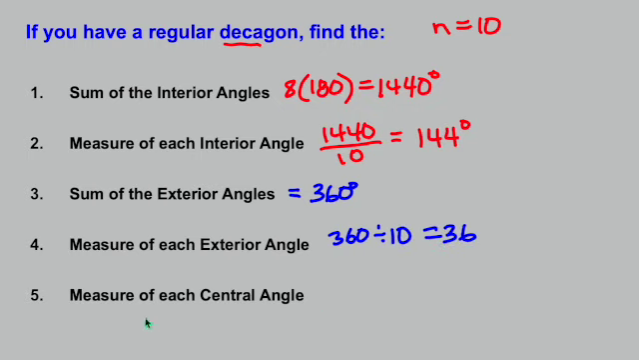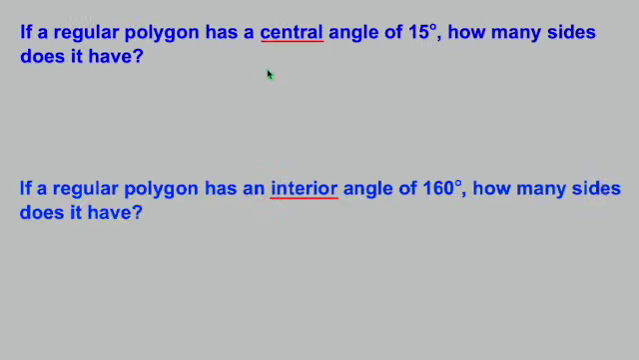And then finally, if I want to know the measure of each central angle, once again, I could either know it's the same as the exterior, or I can just take my 360 divided by 10 again, and I still get 36 degrees. So let's say all I know is it's a regular polygon, so that means all the angles and all the sides are congruent. I know we have a central angle of 15 degrees. How many sides does it have? So it's kind of working backwards a little bit here.